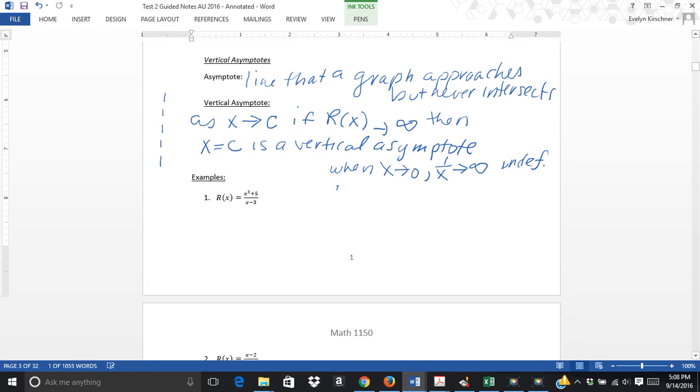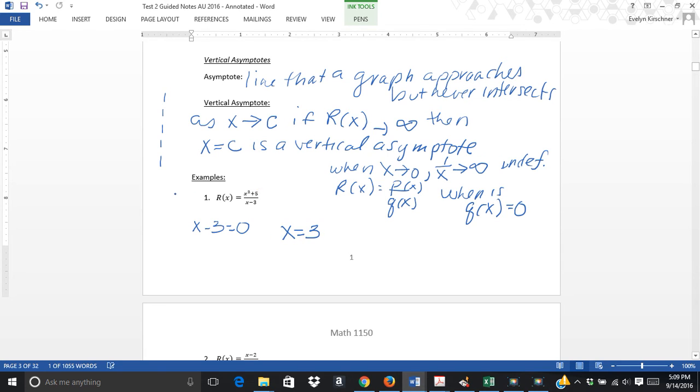So when r of x is defined as p over q, what we're really looking for is when q equals 0, kind of like when we found the domain. We go back to the examples we had before, right? We had an example of x squared plus 5 over x minus 3, and we said x couldn't equal 3. So since x minus 3 is where it's undefined, where it equals 0, our vertical asymptote is at x equals 3.